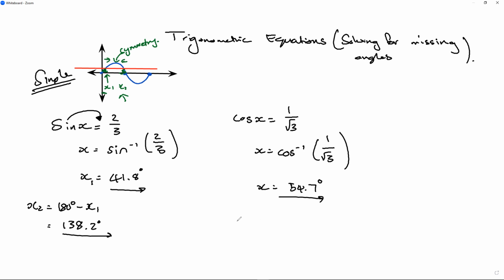degrees. But the second solution for cos is 360 minus the first solution. So we take 360 minus the first solution, 54.7, and it comes to 305.3 degrees. So the other option is negative. So this can be the negative of the first. Now I'll show you why.